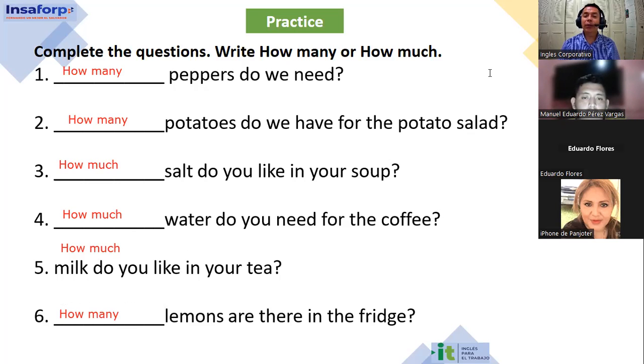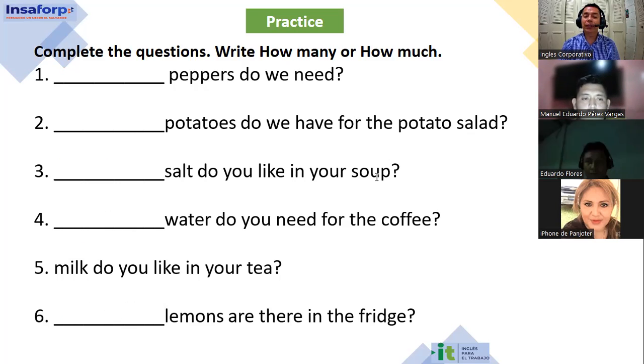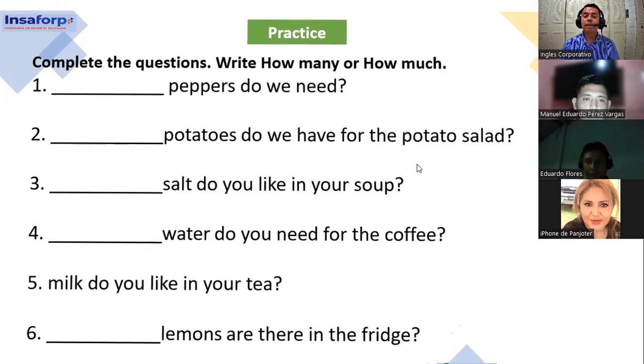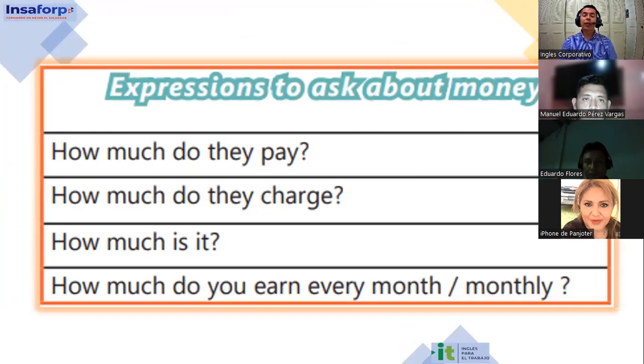And now we're going to make another exercise. Okay. Expressions to ask about money. When you use money, it is not countable. I mean, the coins, monedas, right? The coins are countable. The bills are countable, okay? But the money in general is not countable. Understand? So in this case, we are going to use how much and not how many, right?